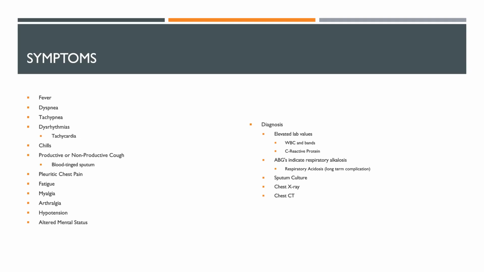Pneumonia is diagnosed through elevated lab values, such as increased white blood cells and bands, as well as high C-reactive protein levels. Arterial blood gases would indicate respiratory alkalosis. In the long term, that would turn into respiratory acidosis. We could do a sputum culture to determine specifically what's infecting the lungs. On a chest x-ray, we would see consolidates, and on a chest CT, we could also see symptoms.